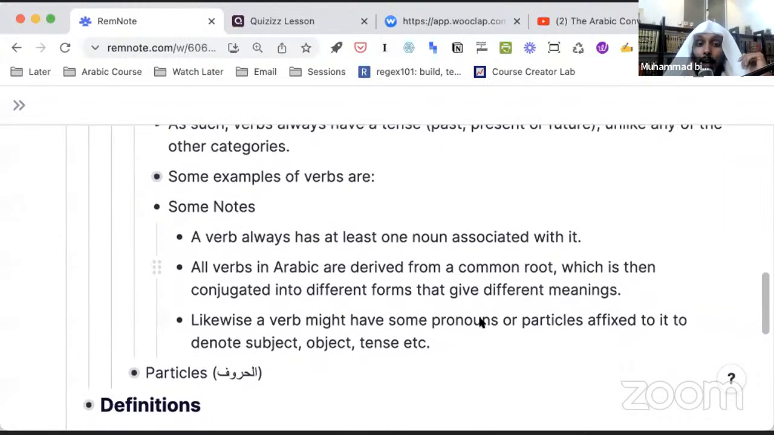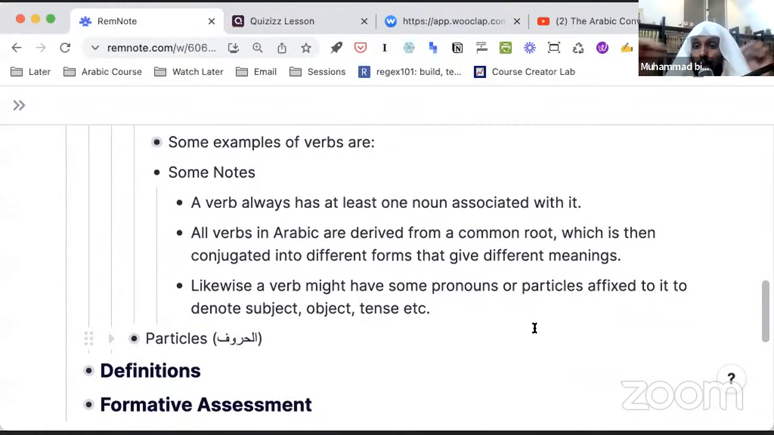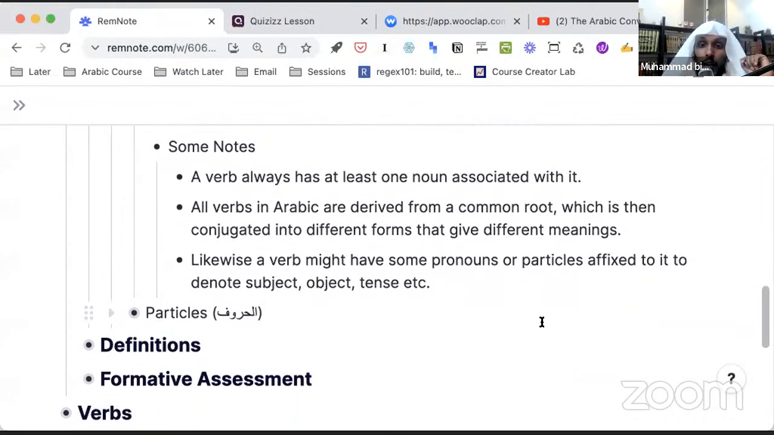Okay? All verbs in Arabic are derived from a common root, which makes it very easy to superpower your vocabulary if you know how to figure out what the root is. And then this root is conjugated to make different meanings. Likewise, verbs might have some pronouns or particles affixed to them.